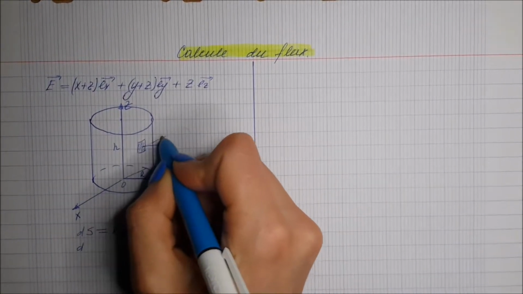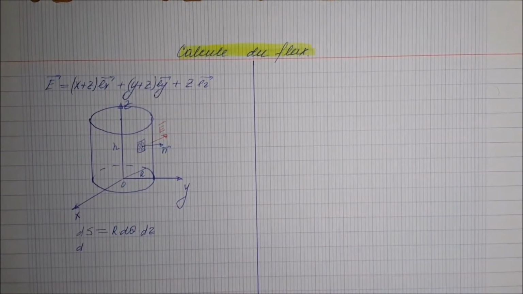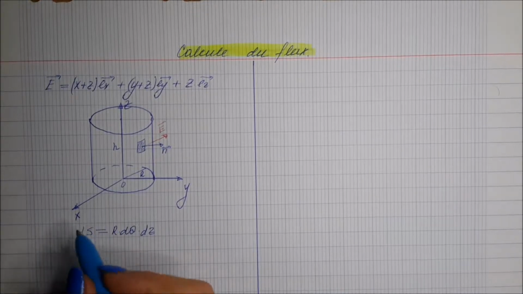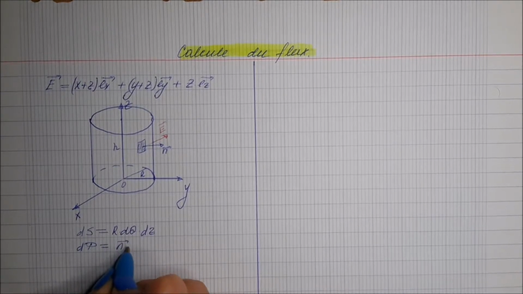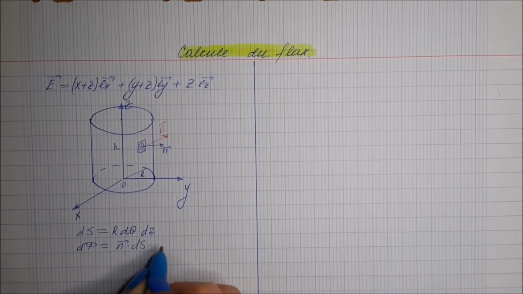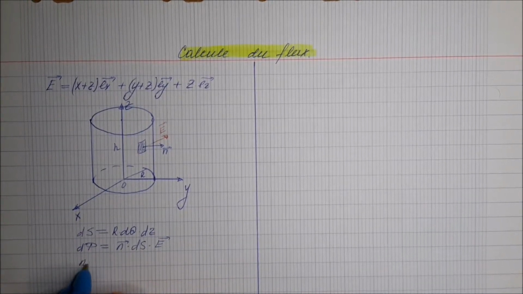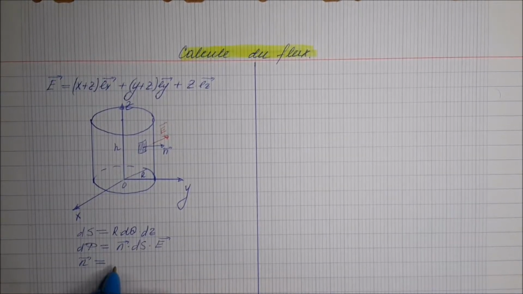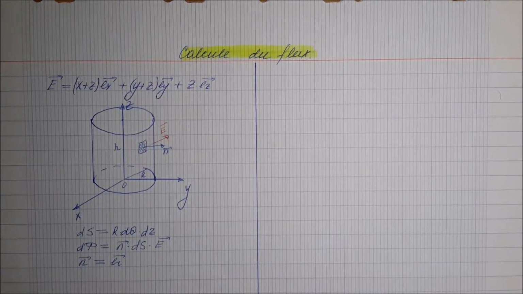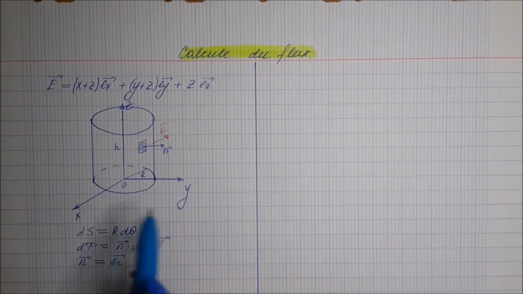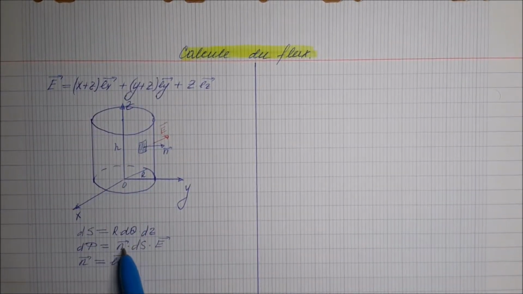So the E vector, the field vector, goes, for example, out from this surface, and the flux across this test area will be the unit vector times dS dot product E. Thus, we need to calculate the dot product. Firstly, I will define my unit vector, and it is ER in cylindrical coordinates. However, vector E is expressed in Cartesian coordinates.